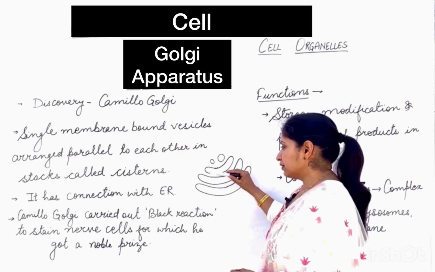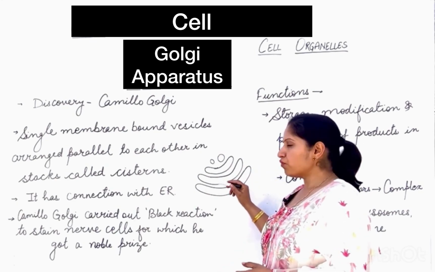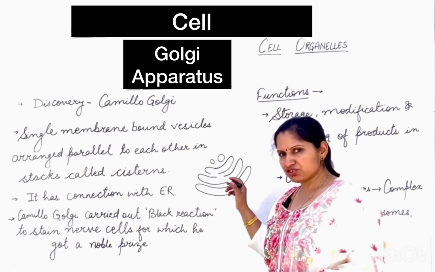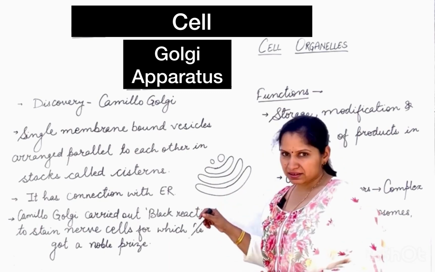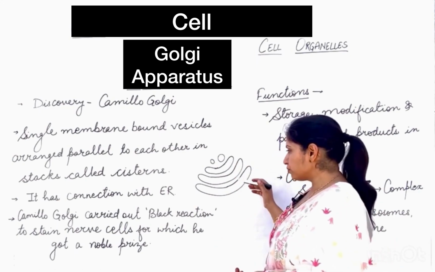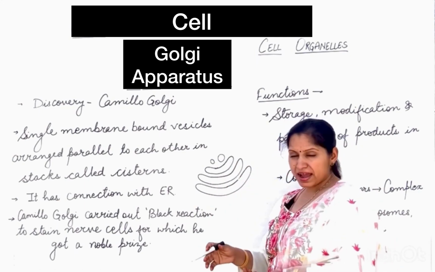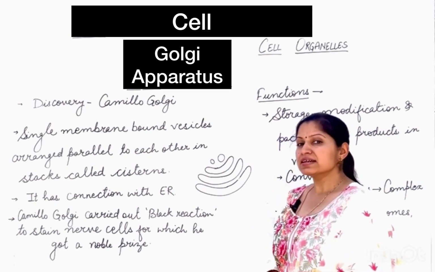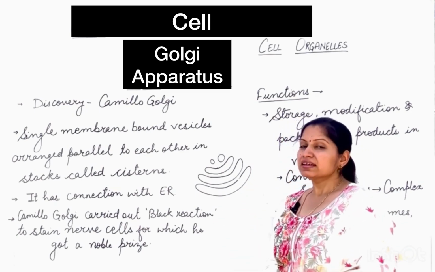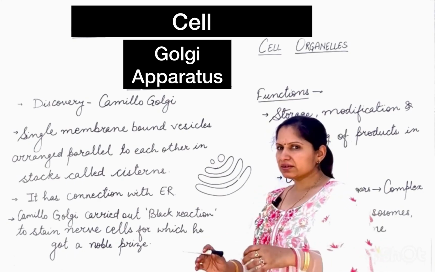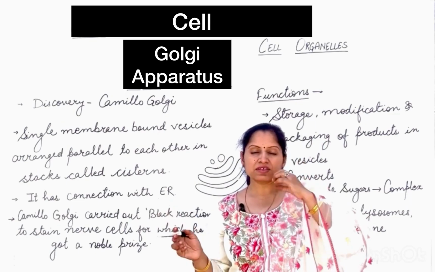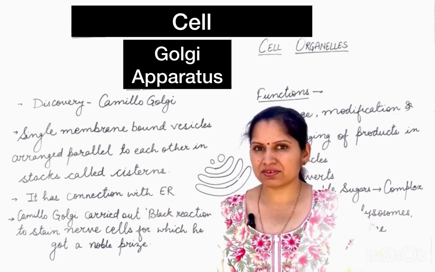So, the Golgi apparatus is made up of single membrane bound vesicles which are arranged almost parallel to each other, like a stack, and that is known as cisternae. This stack of vesicles is known as cisternae. So that is the structure of the Golgi apparatus. The Golgi apparatus is in close connection with the endoplasmic reticulum. It is present close to the endoplasmic reticulum.